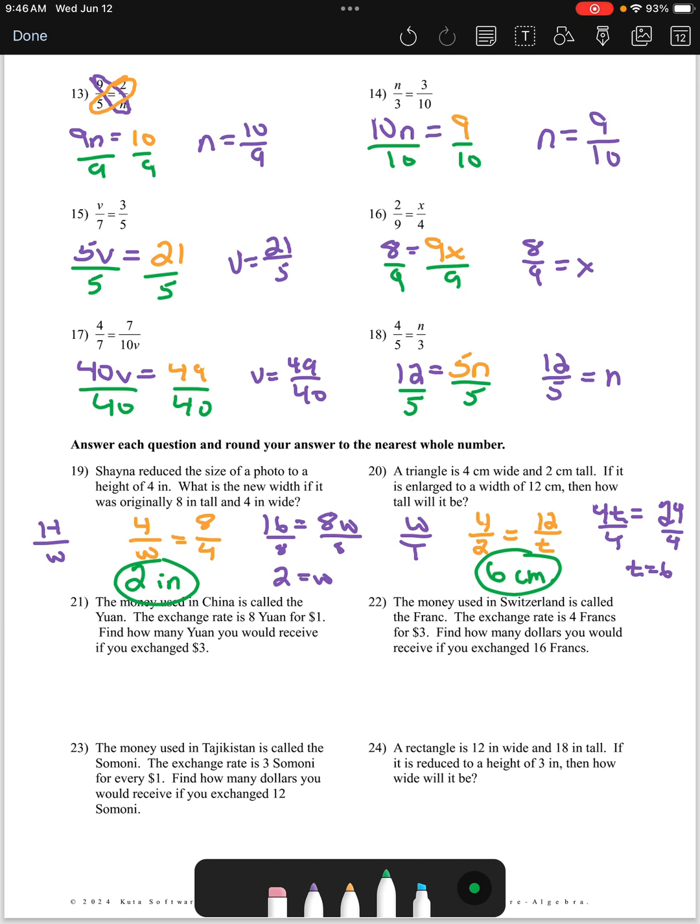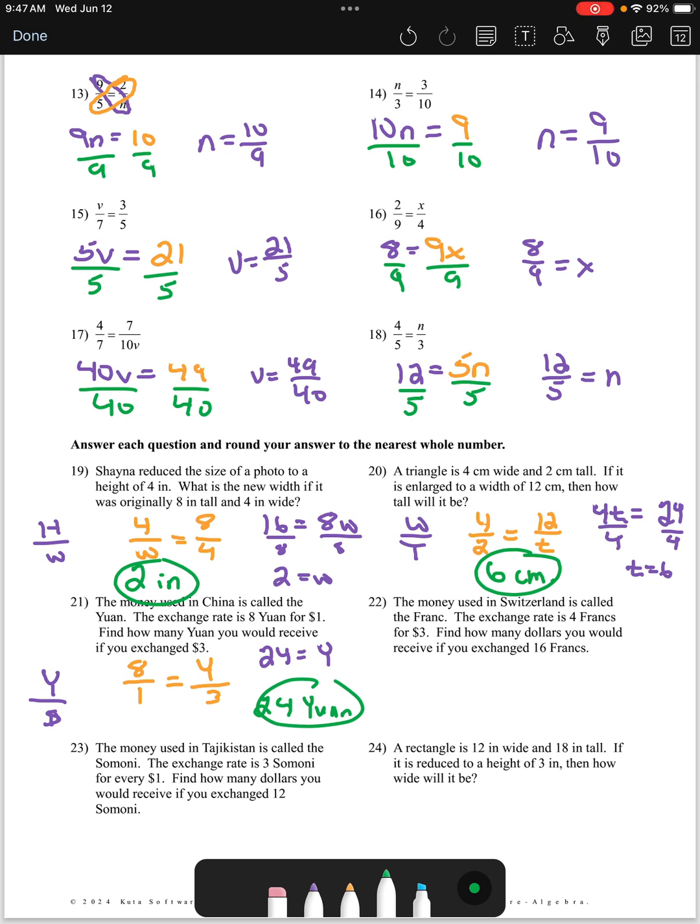Number 21. The money used in China is called the yuan. The exchange rate is 8 yuan for $1. So we have yuan and we have dollars. We know that we get 8 yuan for $1. We want to know how many yuan, so we don't know that, we would get if we exchange $3. Cross multiply. 8 times 3 is 24. 1 times y is y. We have the answer. We would get 24 yuan.